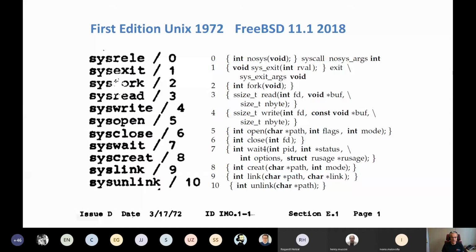So here we have a binary API based on numbers. So exit is system call 1. And remarkably, on the right, you see the same system calls with the same numbers on FreeBSD 11, so a very modern Unix system. And you see that these have lived up to now, which shows how the architecture has persisted through so many years. And most system calls are available with even the same numbers on Linux.